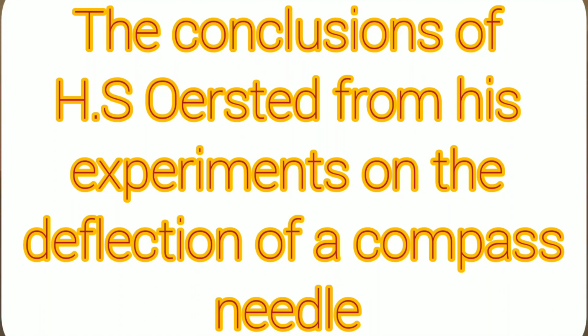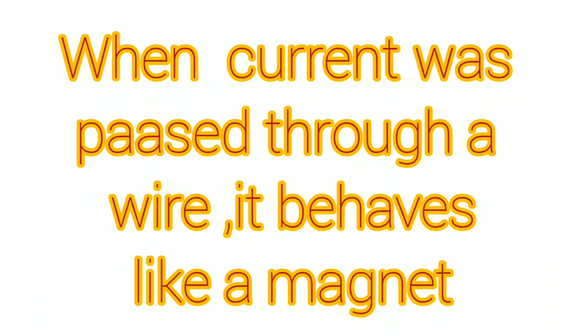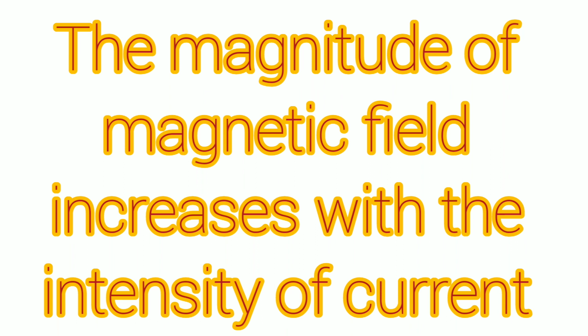So, what are the conclusions of Oersted's experiments? When current was passed through a wire, it behaves like a magnet. The magnitude of the magnetic field increases with the intensity of current.